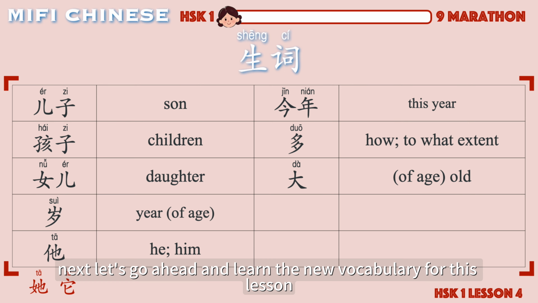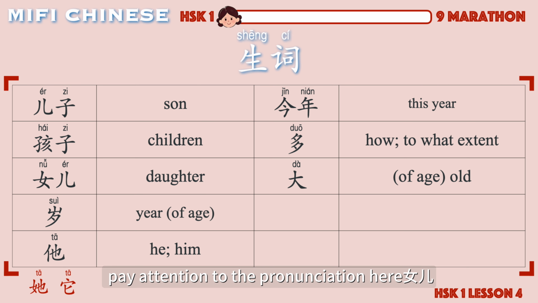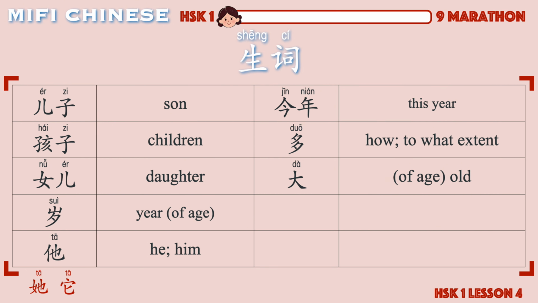Next, let's go ahead and learn the new vocabulary for this lesson. Our first word is 儿子, which means son. Next one, 孩子, children. 女儿, daughter. Pay attention to the pronunciation here. 女儿. Next one, 岁, year of age. For example, 3岁, 3 years old.